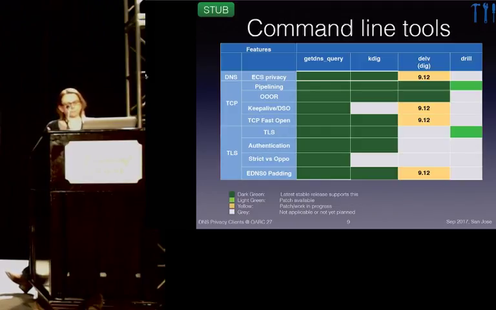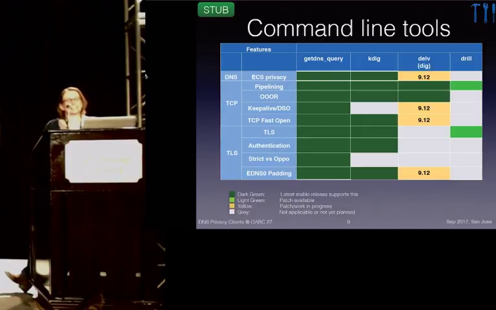These are things that you can use if you just want to start investigating what's out there in terms of privacy, what's supported, what's blocked. GetDNS Query is a wrapper around the GetDNS library, and a lot of effort has been put into making that very fully functional in terms of doing all these privacy enabling features. KDIG is not far behind, that's doing really well.